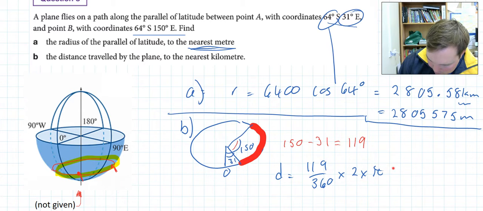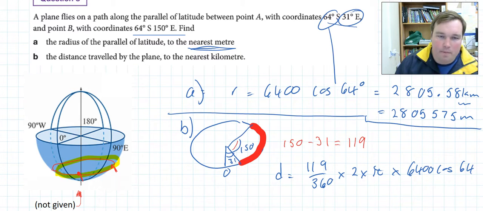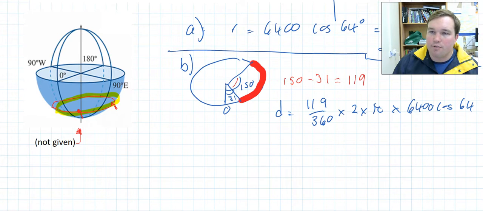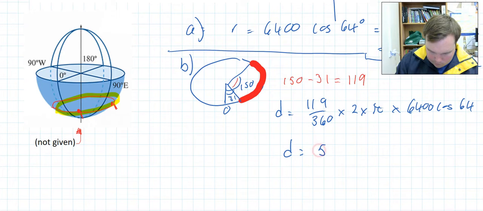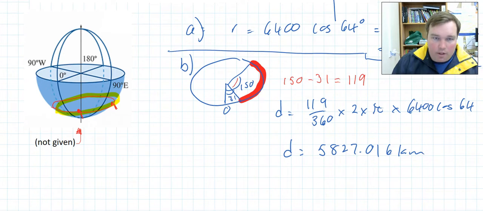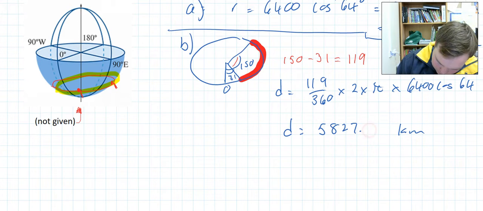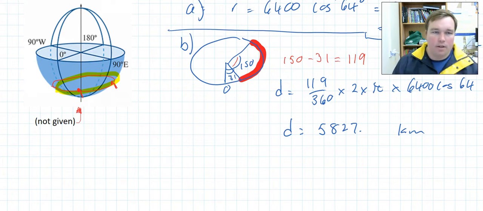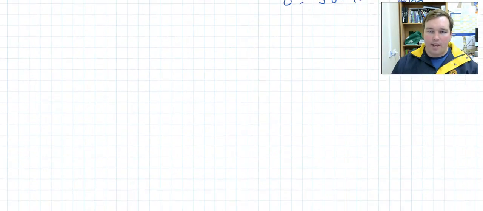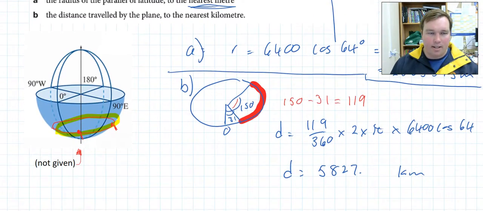2 times pi times the radius which we found above, which can be written as 6,400 cos 64, which gives us an answer of kilometre to the nearest kilometre, so we don't need those. Alright, that is the last question.